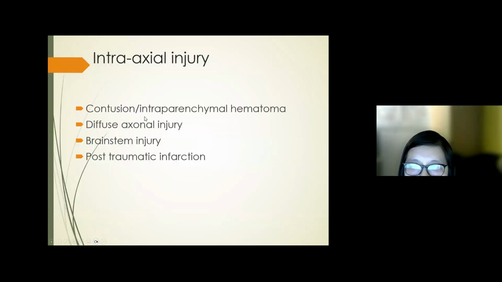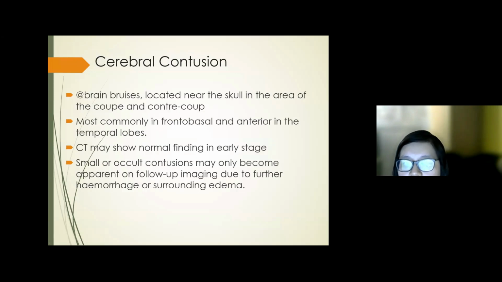So now moving on to the intra-axial injury that includes contusions or intraparenchymal hematoma. And we have diffuse axonal injury, brainstem injury, and also post-traumatic cerebral infarction. So now we start with the cerebral contusion first. It's also called brain bruises. It's usually located near the skull in the coup and contrecoup areas, most commonly in the frontal basal and also anterior temporal lobes.